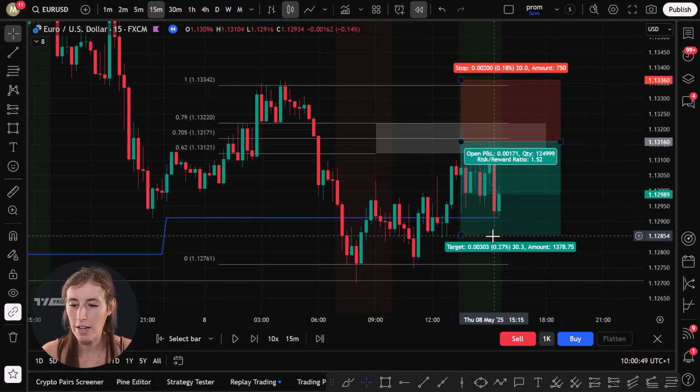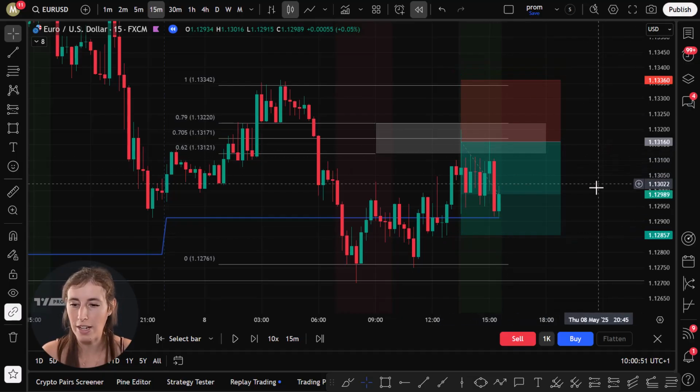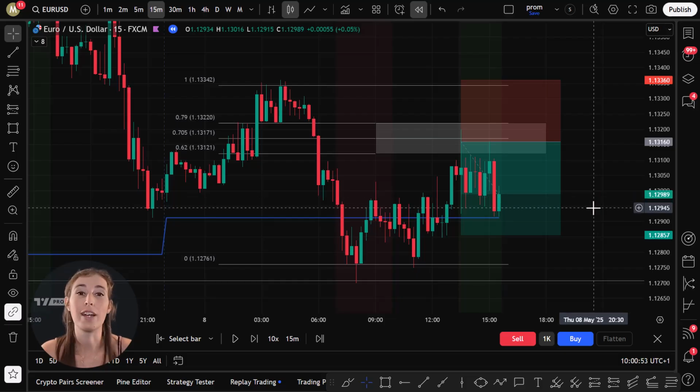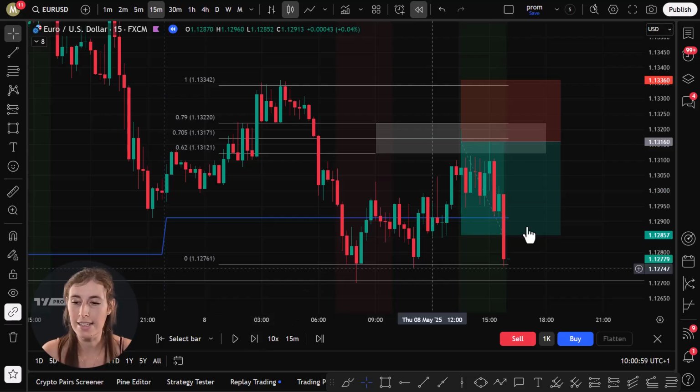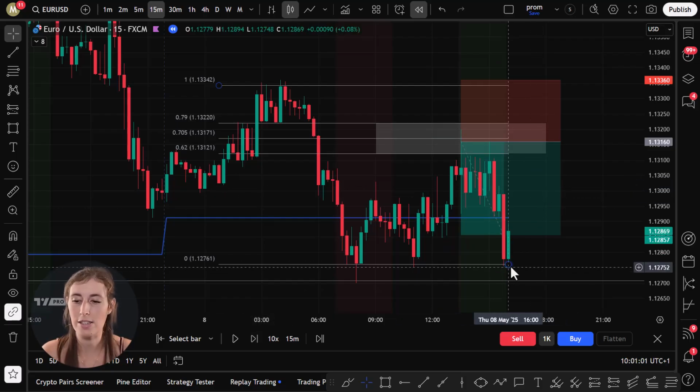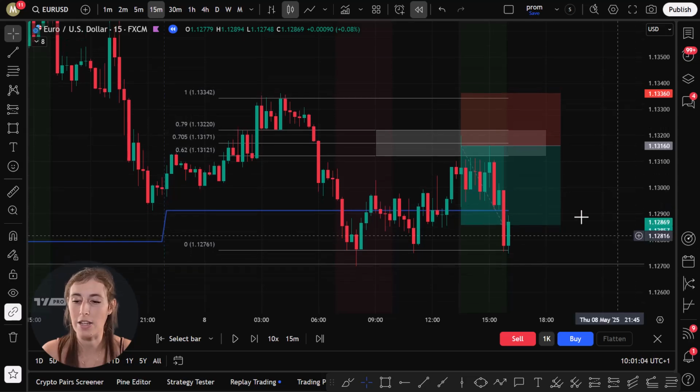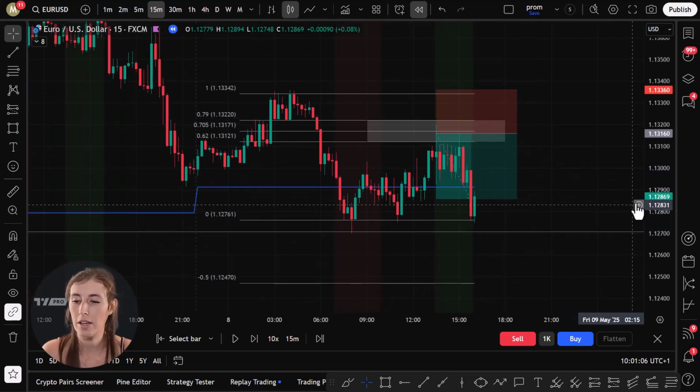So when 3 o'clock came and we got this huge bearish candlestick down, I felt much more relaxed about the trade because I felt like that confirmed it was going to trend lower. And indeed it did. It came down just before 4 o'clock and hit my target. So I made my win.